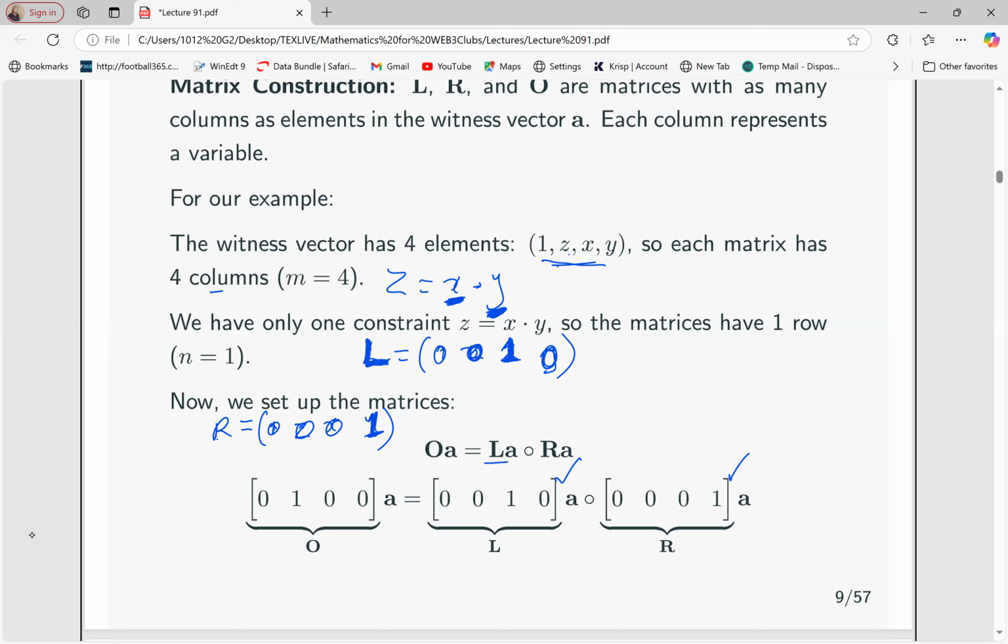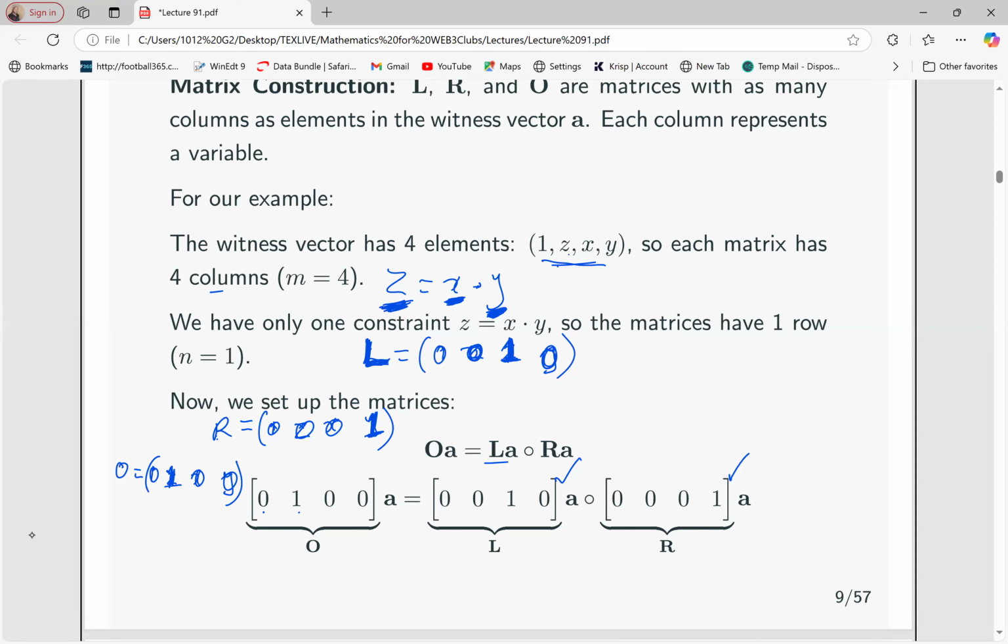Now, what about the result? Again, this matrix, I'll call it the output O. Again, I just write the witness 1, Z, X, and Y. And our output was Z. So Z, I make it 1, and the rest, I make them zeros. And so you can see 0, 1, 0, 0. And this matrix, I've called the output.